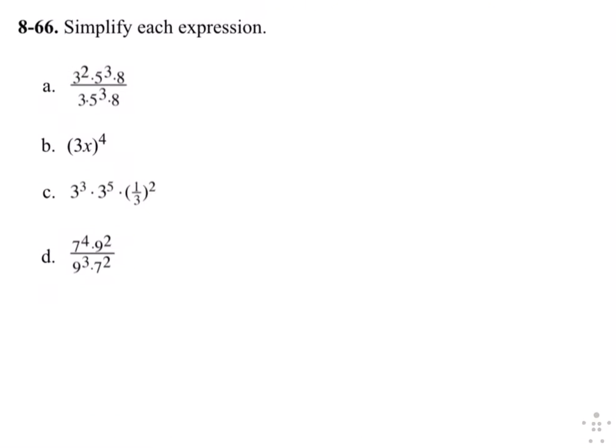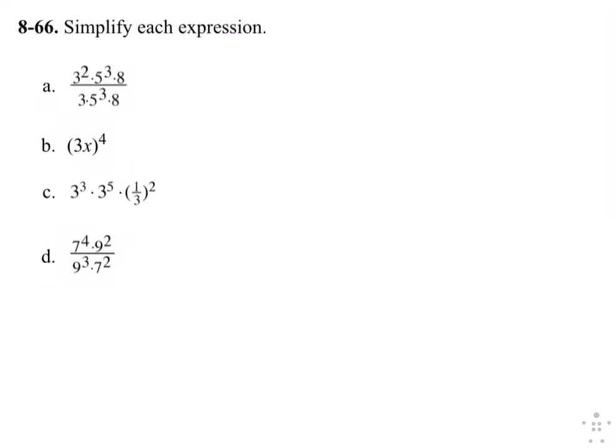Okay, for 866, they want us to simplify the expressions. So the easiest way to do these is to simplify them using our knowledge of how exponents can be divided and multiplied. So remember, when we divide exponents, we're actually subtracting the power, the exponent itself. So let's take a look. Let me get red so I can cancel out.